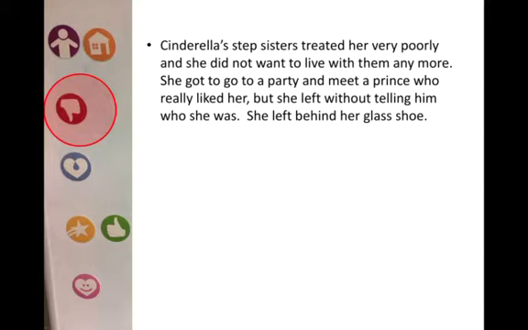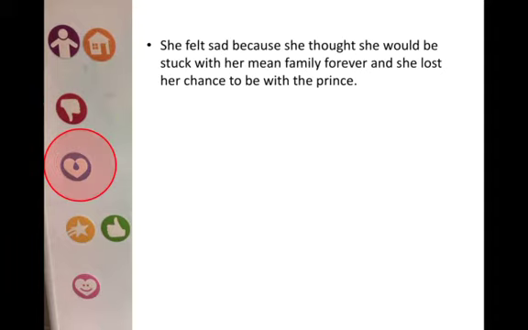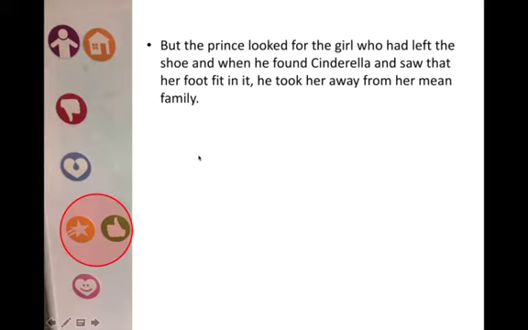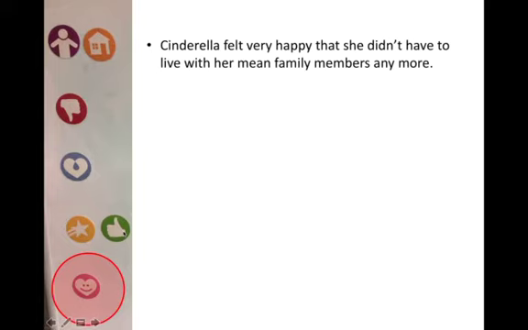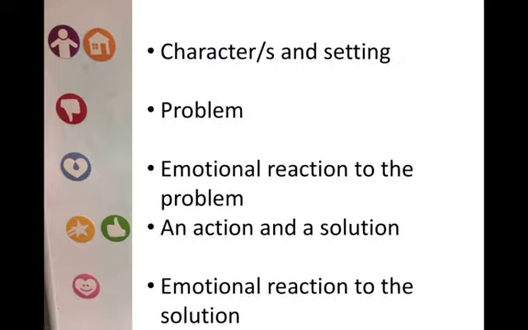She got to go to a party and meet a prince who really liked her, but she left without telling him who she was. She left behind her glass slippers. Then if I'm talking about the emotional response to that, I'm mentioning that she felt sad because she thought she'd be stuck with her mean family forever and she lost her chance to be with a prince. But the prince looked for the girl who had left the shoe, and when he found Cinderella and saw that her foot fit in it, he took her away from her mean family. And lastly, if I'm mentioning the emotional response to the solution, I'm saying Cinderella felt very happy that she didn't have to live with her mean family members anymore.